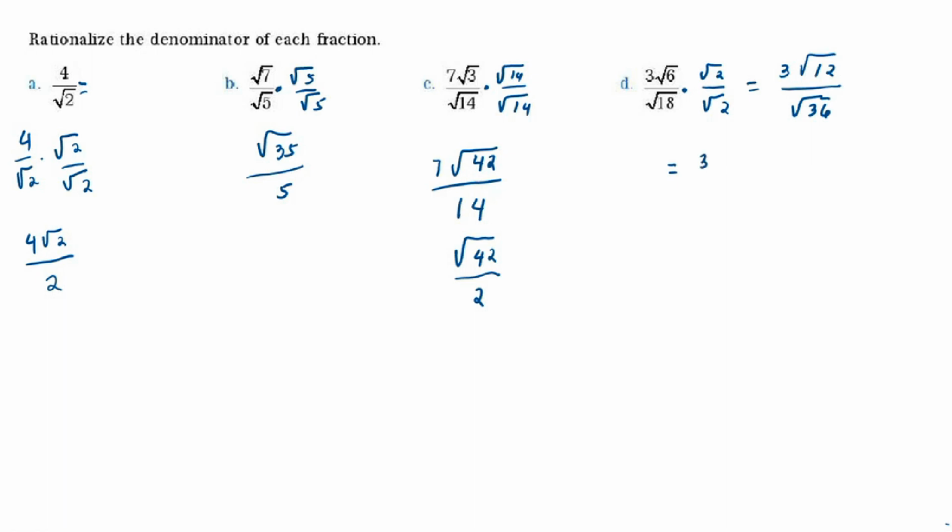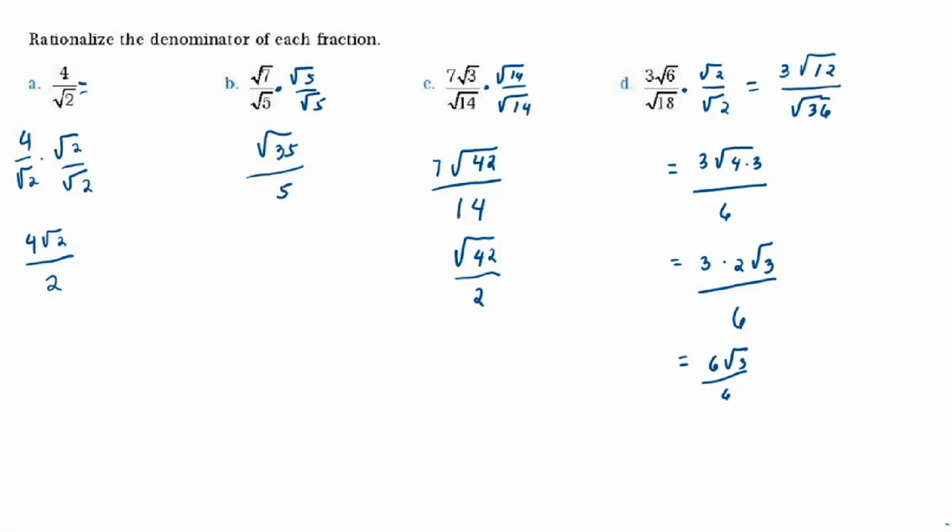So we now have 3 times the factors of 12, which is 4 times 3, wherein 4 is a perfect square. So we will simplify that one later. And the square root of 36 is 6. So we can write now 3 times the square root of 4, which is 2, times the square root of 3, all over 6. And 3 times 2 equals 6, so we have 6 square root of 3 over 6.